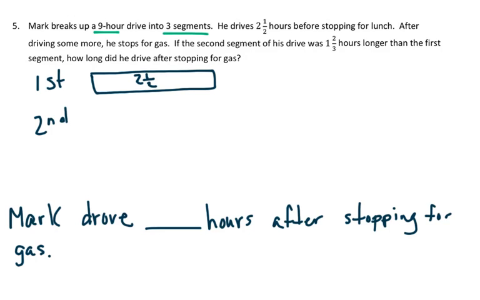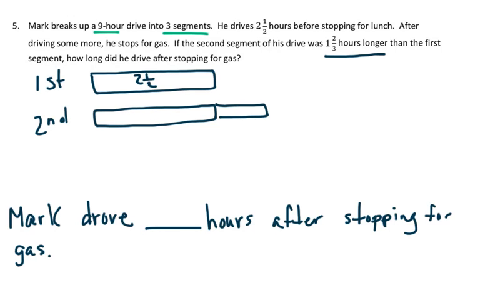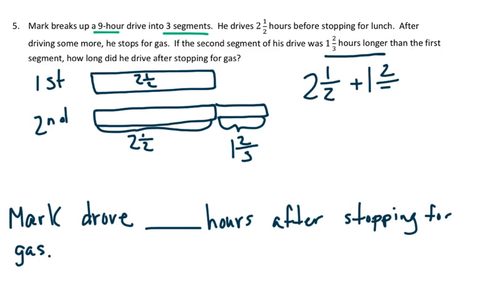In the second segment, the information they gave us is that it was 1 2/3 hours longer than the first. So this one, I'm going to make the same length as the first one, and then I'm adding 1 2/3 because it's 1 2/3 longer than the first one. So let's figure out how long his second segment was. Remember, the first segment was 2.5, and the second segment was 1 2/3 longer. So we're going to add 2 1/2 plus 1 2/3.